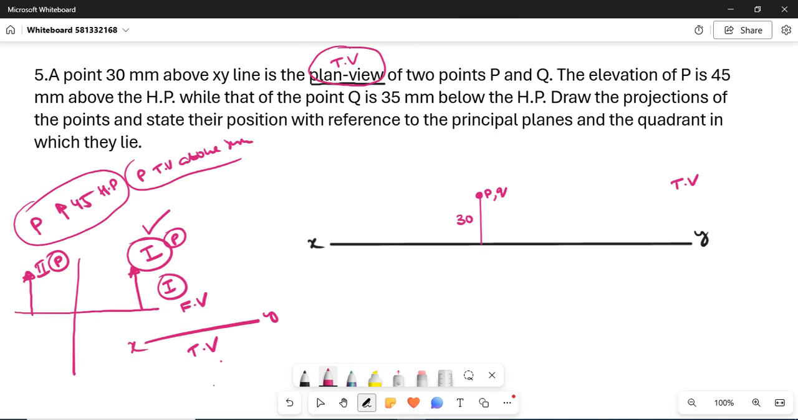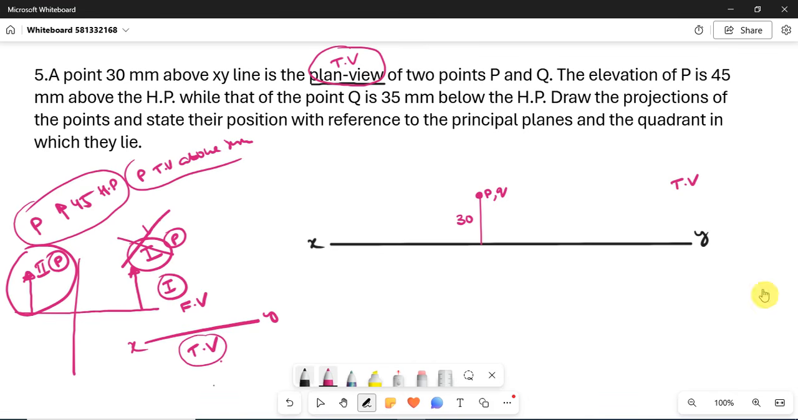The P top view is above the XY line, which means the point P does not belong to the first quadrant, because if it were in the first quadrant the top view would be below the XY line. But the question mentions it is above the XY line. Okay, that is the first point. Hence, P does not belong to the first quadrant, hence it belongs to the second quadrant.